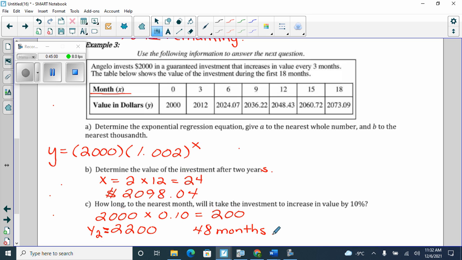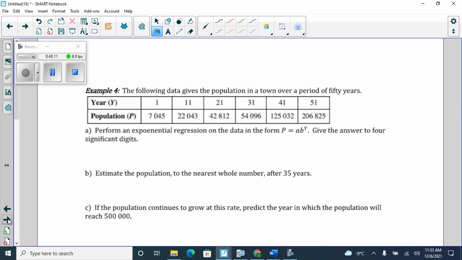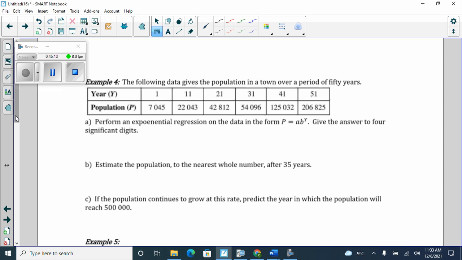Before you close your books, I want to draw your attention to something here because sometimes it's weird what they do. If you look here at this equation, it says the following data gives the population in a town over a period of 50 years. It will tell you which is X and Y. But watch yourselves, because sometimes they could use Y as the X variable, which is super confusing, and I hope they don't, but they could.